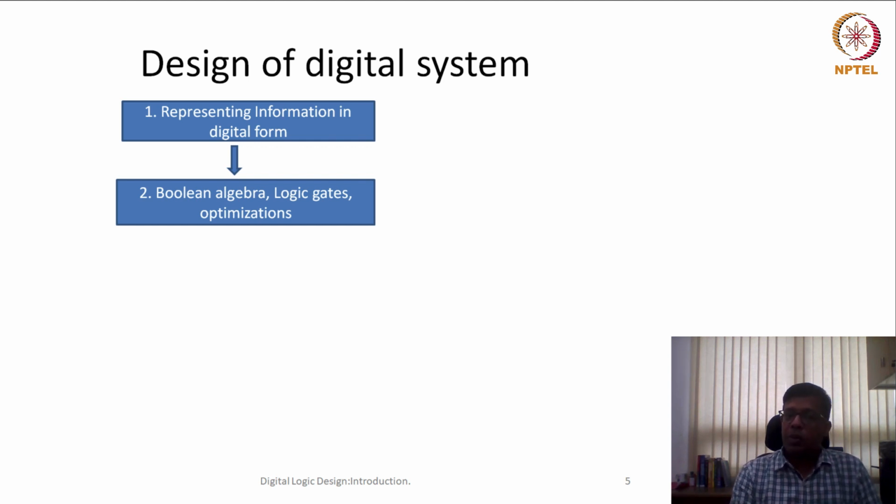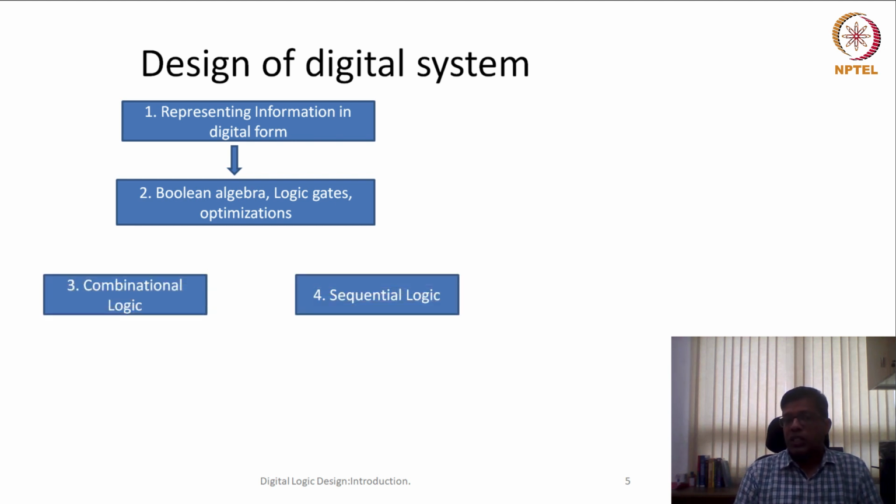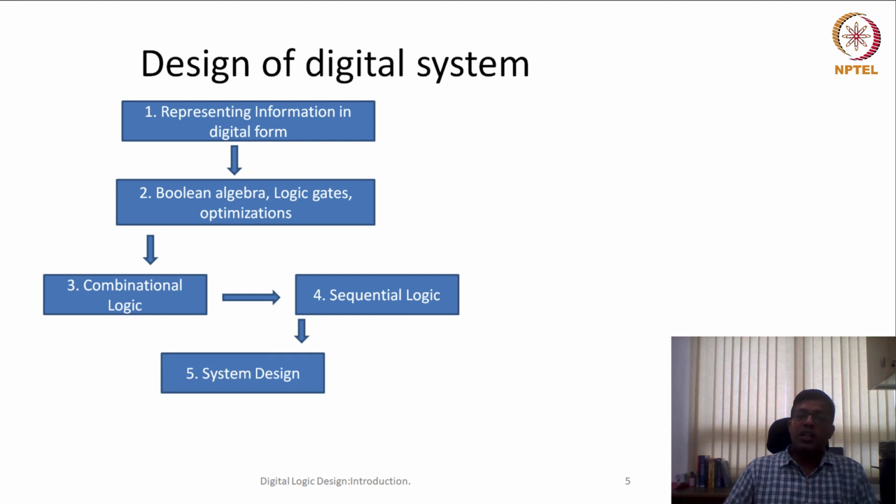After learning Boolean algebra and basic logic gates, there are two kinds of digital systems. One is called combinational logic, another is called sequential logic. In module 3 we will learn about combinational logic, and after finishing combinational logic, in module 4 we will do sequential logic. After this basic understanding of combinational logic and sequential logic, we will try to integrate both of these components in some system.